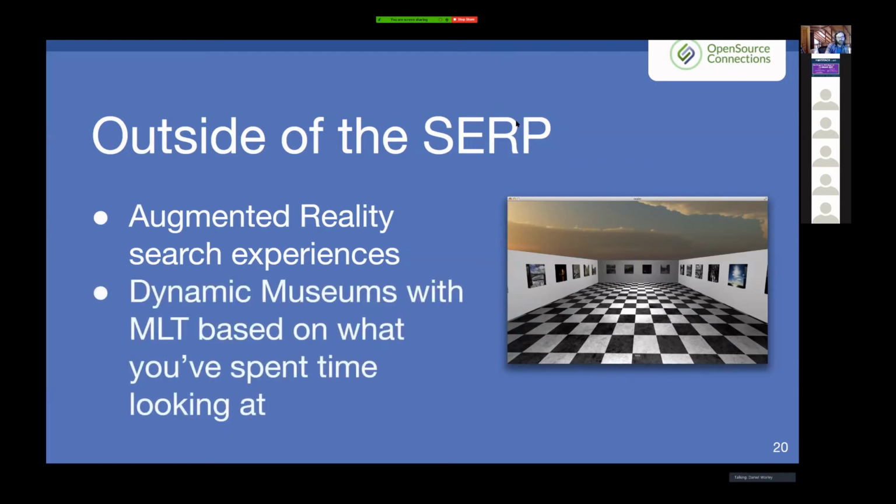The screenshot on the right is something I wrote a while ago. It's not quite open source yet, but you could walk around these hallways, and anytime you looked at a picture, it would do more like this to expand the museum, and you could get lost in there because it would build the museum to what you've been liking. So that was an interesting experiment.